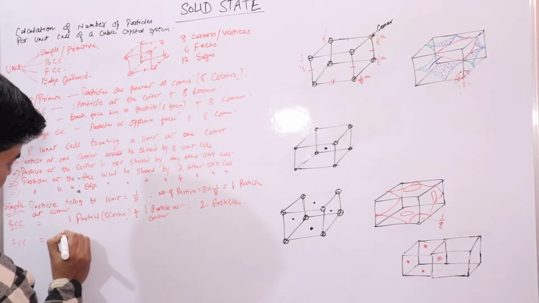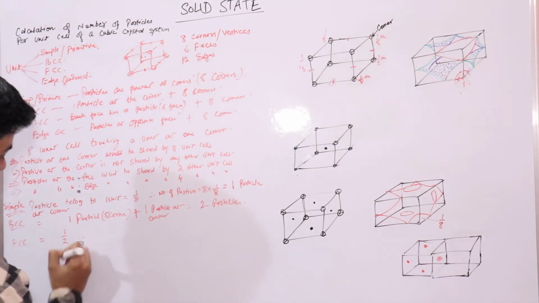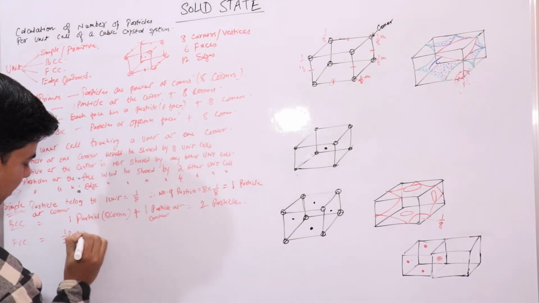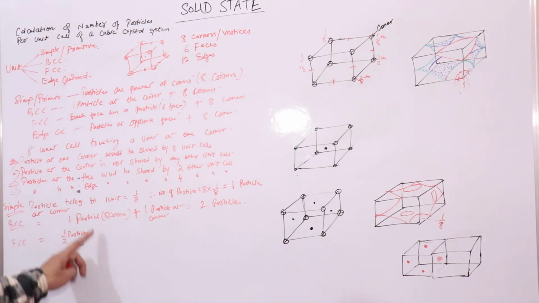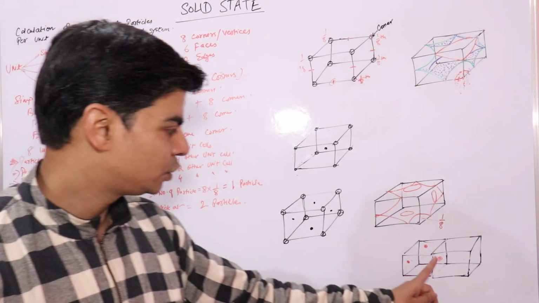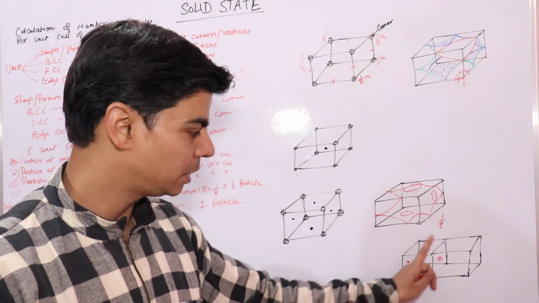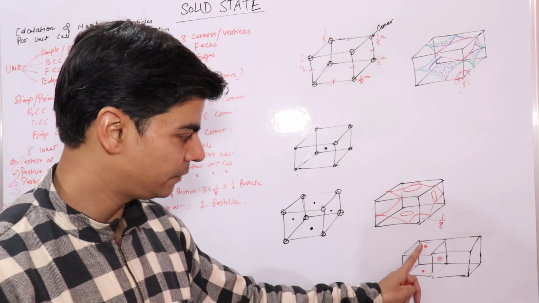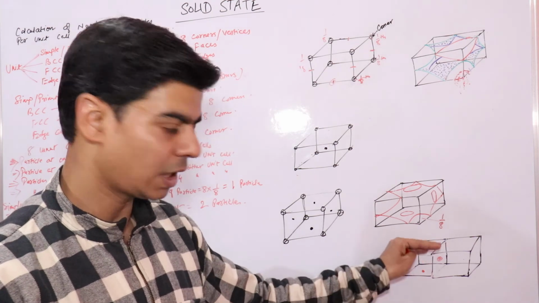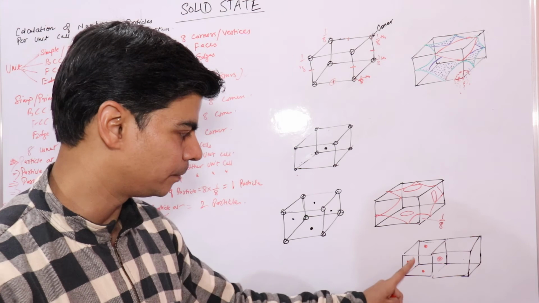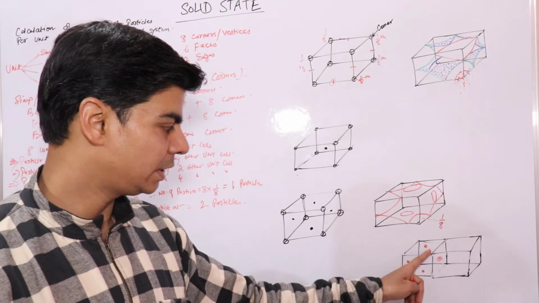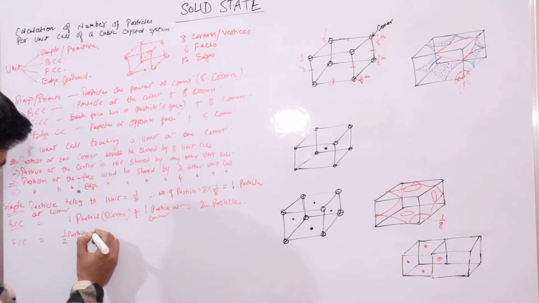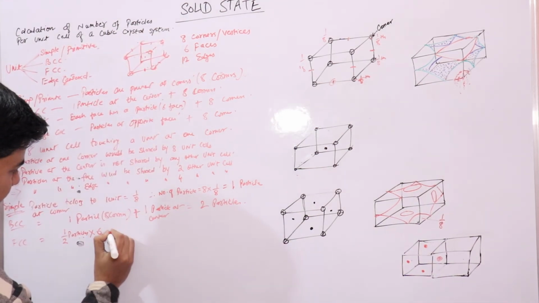In FCC we have half an atom, half a particle, that belongs to each face. If you talk about this face, half a particle belongs to this unit cell. Similarly, if we talk about this face, half a particle belongs to this unit cell, because at every face we have another unit cell sharing this particle. So we have 6 faces, and at each face half a particle belongs to that unit cell.